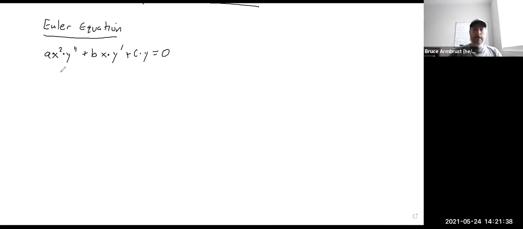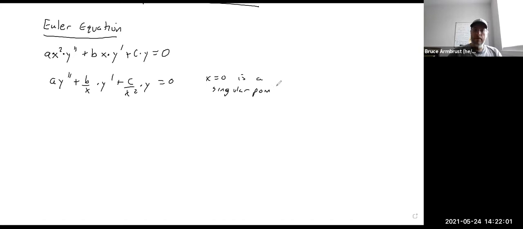Okay, now the first thing I want you to notice is that this definitely does have a singular point, right? If I were to rewrite this so that it's just y double prime, I'll leave the a, but let me divide by x squared. This is the same form here. And so we see that x equals 0 is a singular point. So singular points, as we've seen, are potential problem spots that we kind of want to avoid.